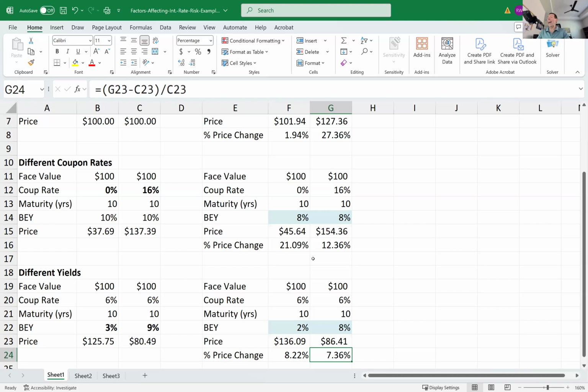Duration is going to be that number. Bonds with a higher duration are going to be bonds that have more interest rate risk. Bonds with a lower duration are bonds which have less interest rate risk. So that duration value has got to have incorporated into it the bond's time to maturity, the bond's coupon rate, and the bond's yield. And it does. So this spreadsheet just kind of helps you to be able to see all that. I hope it was helpful for you.